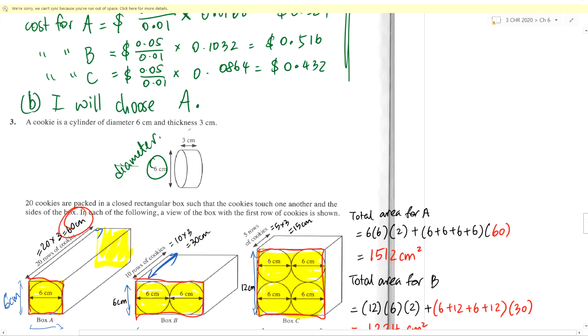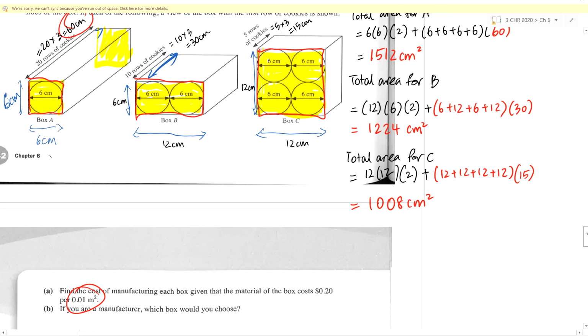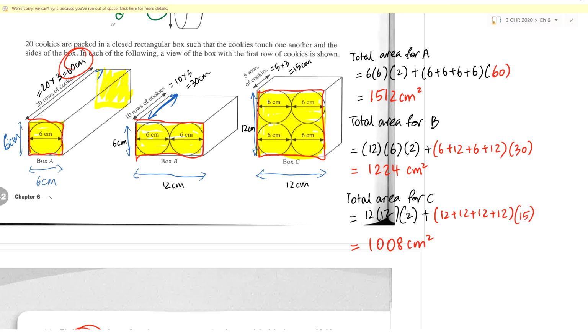Okay, so coming back to our calculation, let's do the conversion. 1512 over 100 squared, and this gives us 0.1512 square meters. Move the decimal place four times: 1, 2, 3, 4. Get 0.1512. Alternatively, just use your calculator. So 1224 divided by 100 squared. 0.1224 square meters.